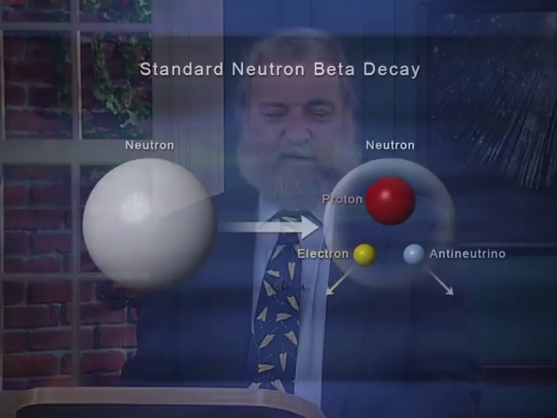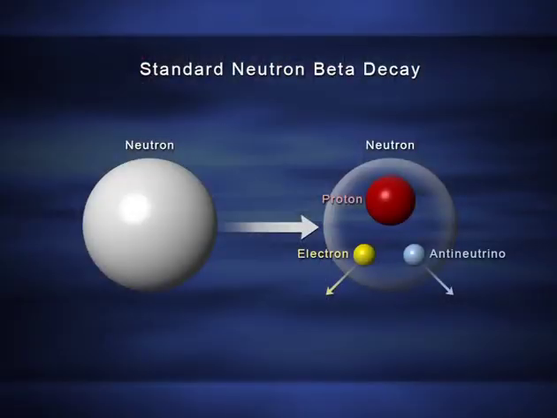The first problem is to make free neutrons, because it turns out, while in the nucleus of an atom, a neutron can live for the age of the universe, if you take it out and set it on the table, a neutron has a half-life of only about 10 minutes. It falls apart into a proton, an electron, and an antineutrino.